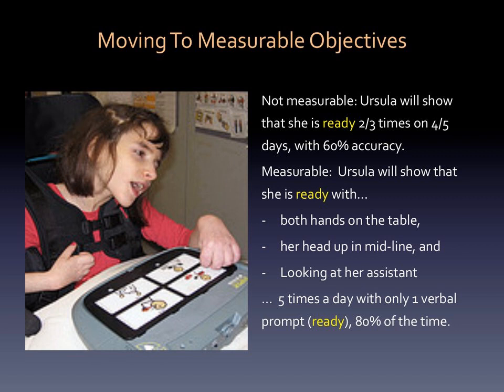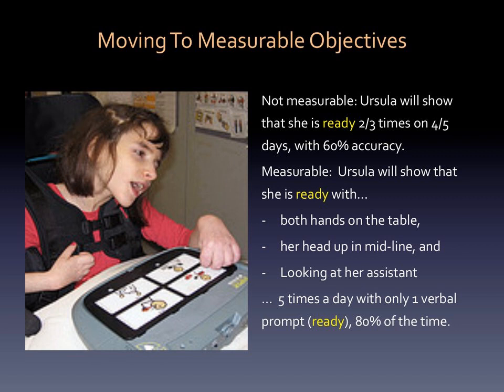Now, first of all, there are a whole lot of numbers here which are a bit challenging to figure out how and when to collect data. Also, there is no information provided in this objective as to how Ursula will demonstrate that she is ready. There is also no reference to whether the student will be prompted, and if so, how many prompts might be needed and what kind of prompts.